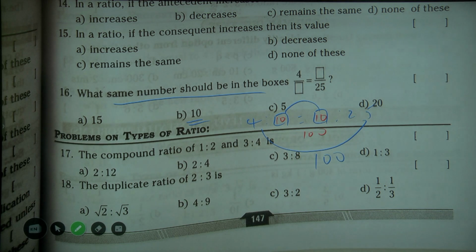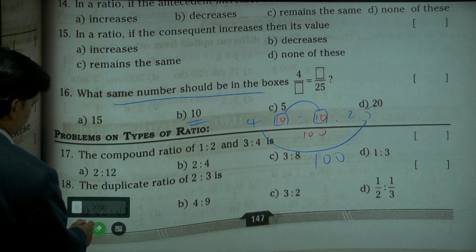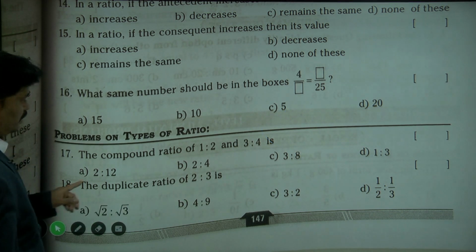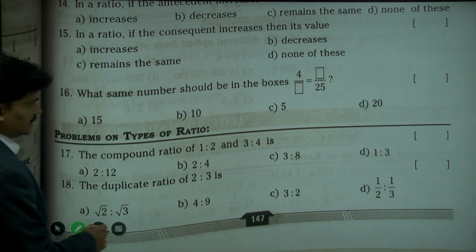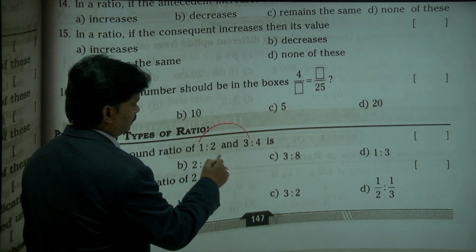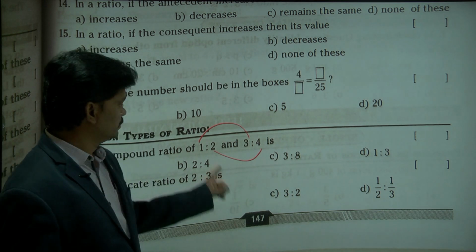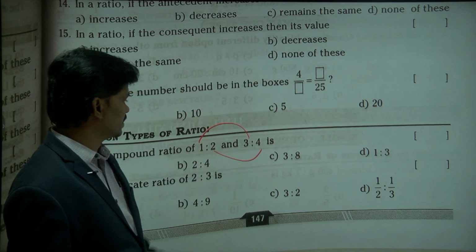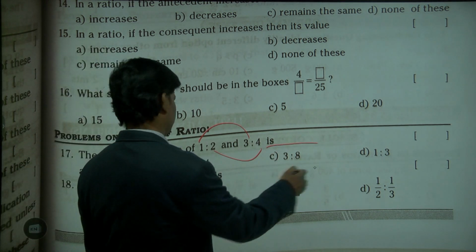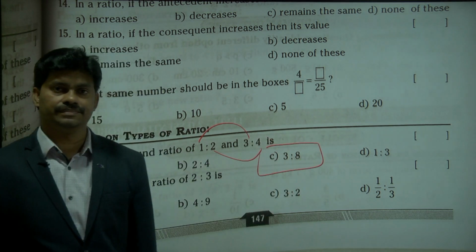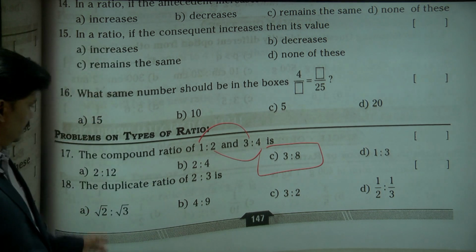Next. Now types of ratios. The compound ratio, just now we have seen: antecedent into antecedent, consequent into consequent. First term into first term, second term into second term. 3 ones are 3, 2 fours are 8, 3 is to 8. Okay. AC is to BD.